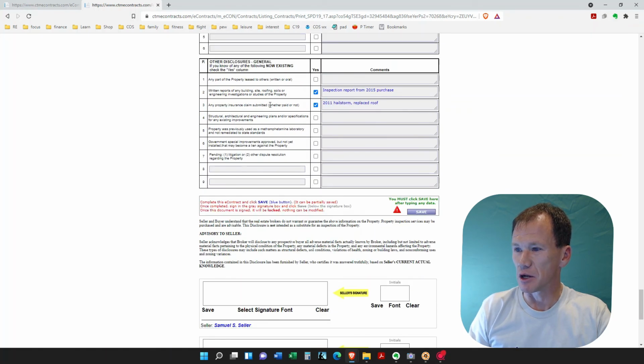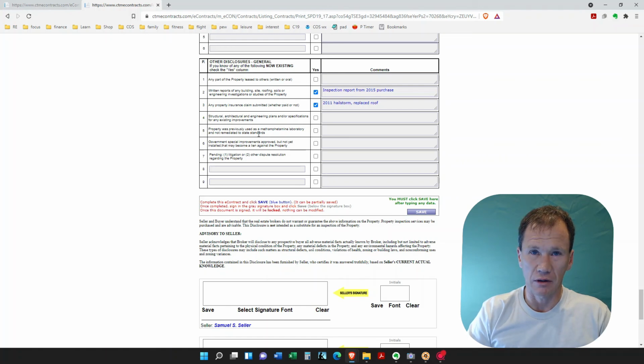Problem is now existing with any structural, architectural, engineering plans or specifications. Do those exist? Have you had any? Do you have any of those plans? Was the property previously used as a meth lab and not remediated to state standards? If your house has been used as a meth lab, please go further than what I'm doing with you here. Talk to your agent.